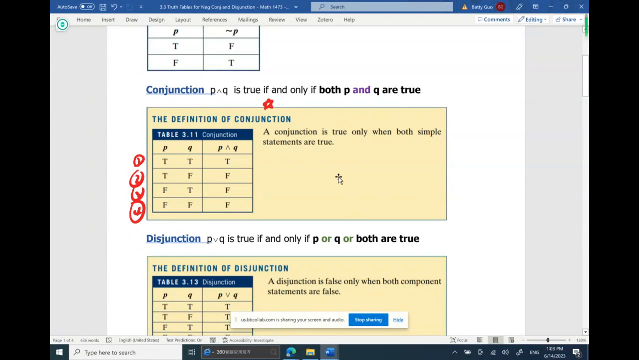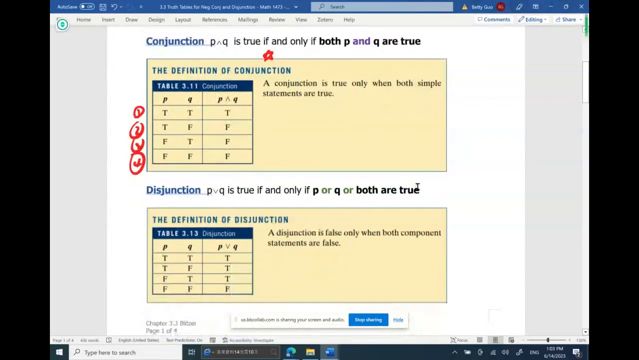You need to memorize this one and understand it. Memorize the sentence: in order for a conjunction to be true, both of the two component statements must be true. In order for P and Q to be true, both P and Q have to be true. If one of them is false, then the conjunction is false.